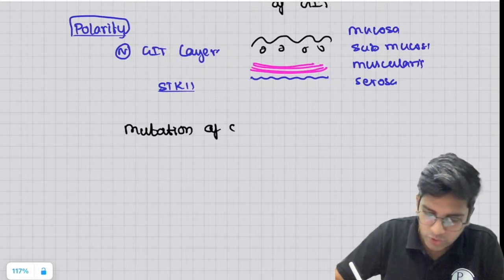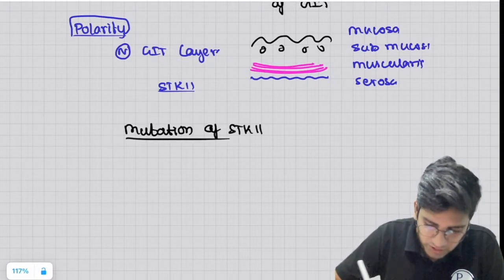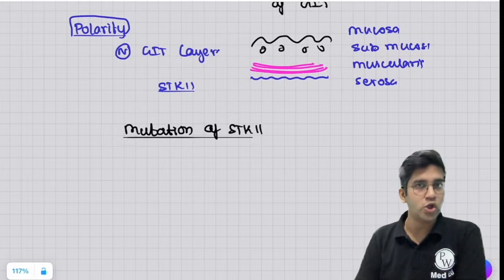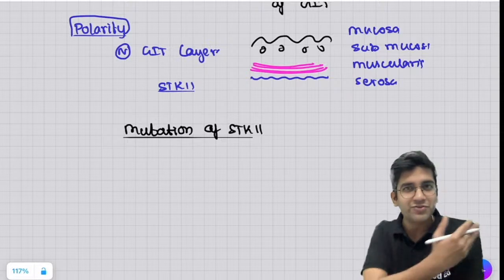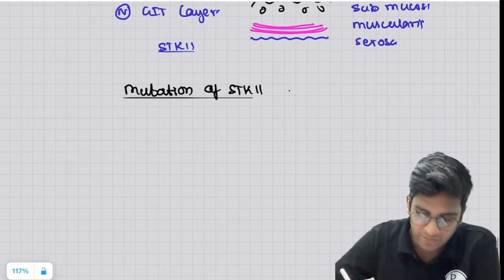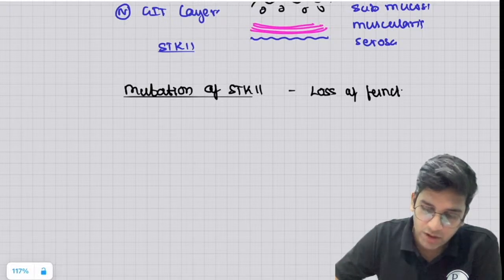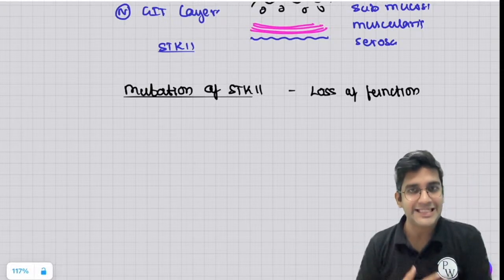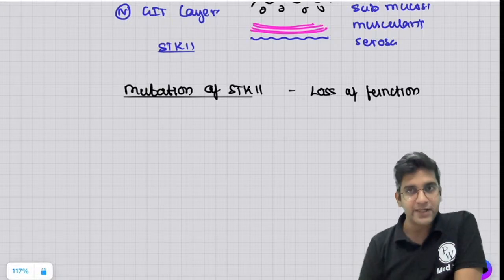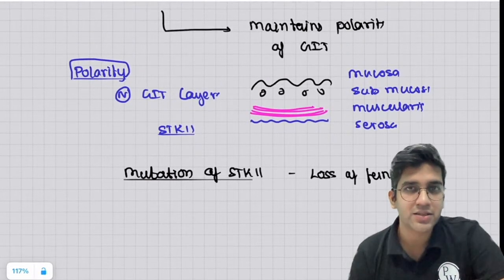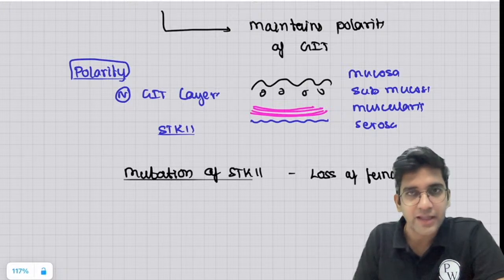If I'm having a mutation of STK11, I want you guys to answer. STK11 is a tumor suppressor gene, so you'll have gain of function mutation or loss of function mutation. We've been doing this for the past 2 genes. It's the same thing, right? Obviously, I'll have a loss of function mutation. So when I have a loss of function mutation in the STK11 gene, can I say the cell's polarity will not be maintained? Is that statement right? The normal function is to maintain polarity, right? It will not be maintained.